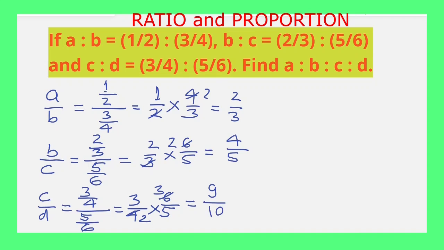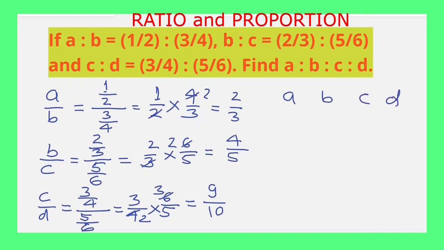Now we have all the ratio in whole numbers. A ratio B is 2 ratio 3. B ratio C is 4 ratio 5. And C ratio D is 9 ratio 10. Now we have to find A ratio, B ratio, C ratio, D. So we write like this: A, B, C and D.